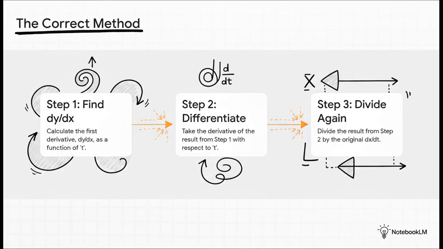Let's just break that down into a simple three-step process. Step 1. Find your slope, dy/dx, as a function of t. Step 2. Take the derivative of that entire expression with respect to t. And step 3, the vital last step, divide that new result by your original dx/dt. Whatever you do, don't forget step 3.